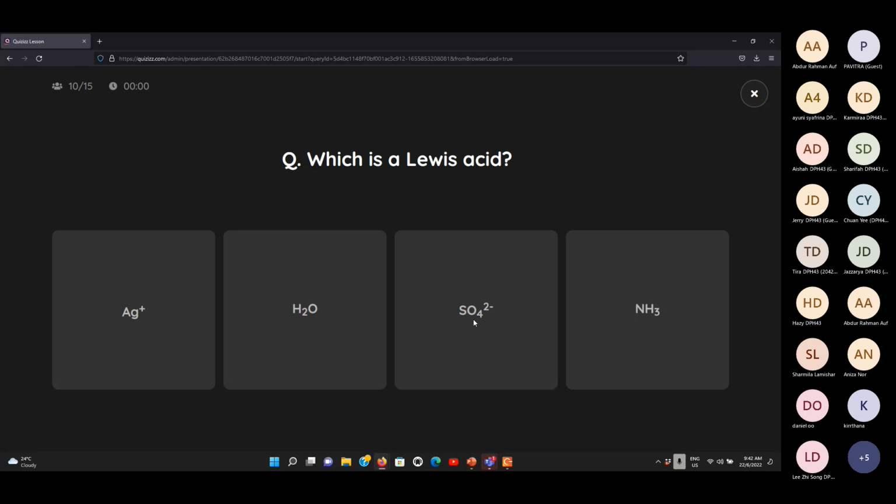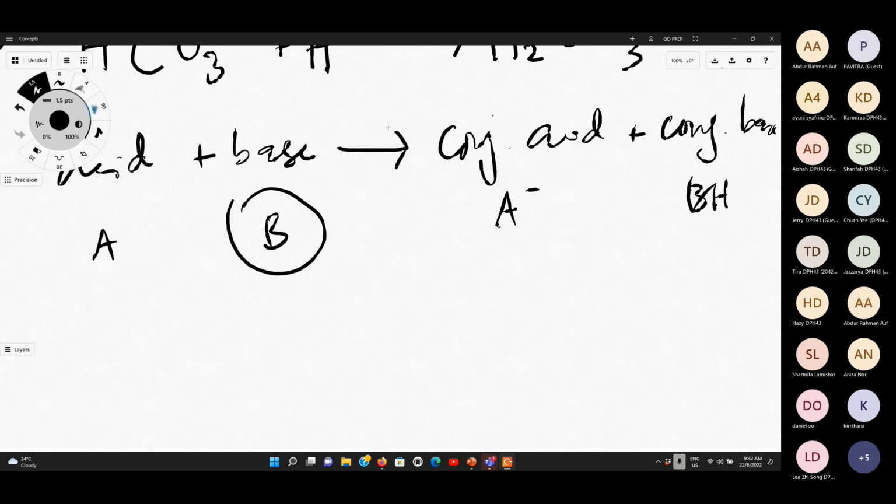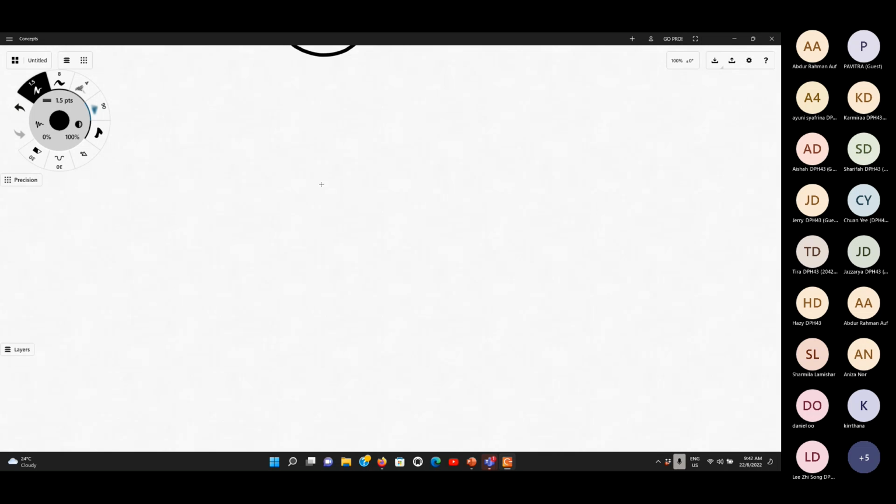Next we look at the remaining ones: Ag+, H2O and NH3. We want to eliminate substances that have no excess electrons. So let's look at H2O first. We know Ag+ is the answer, so let's see why H2O is not a Lewis acid. Let me go to my drawing board. Okay, so why is H2O not a Lewis acid?